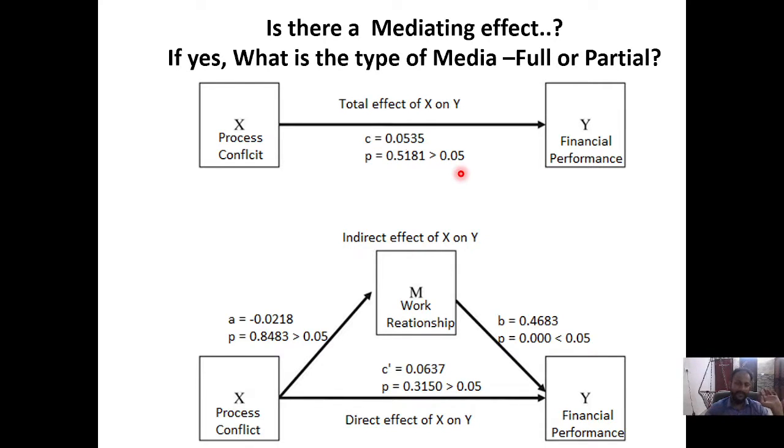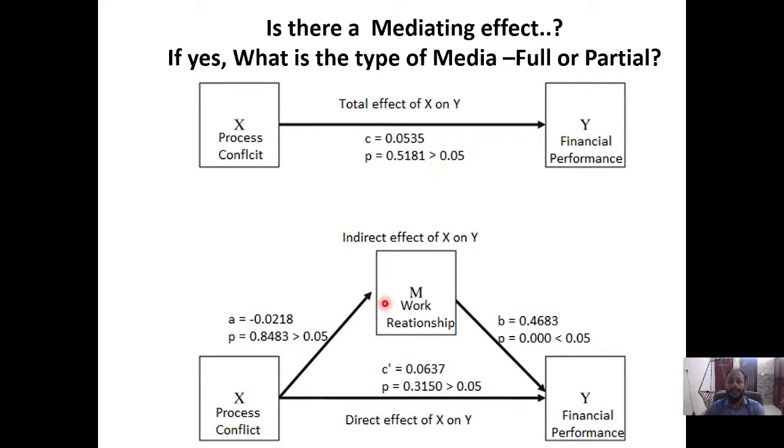Right. Look at the p-value of A. What is the value? 0.8, and this is also insignificant. Luckily this one is significant, but that doesn't matter, because all three paths have to be significant. Then only I'll be in a position to use mediation analysis.